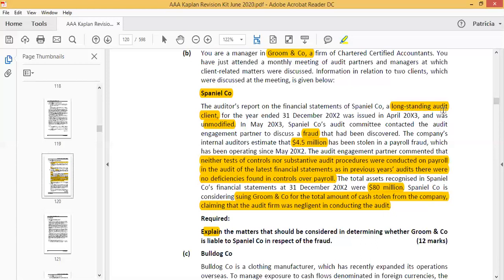In this case, we've been told that they are a long-standing client, and that there were no tests that have been done, because you've seen here that neither tests of controls nor substantive audit procedures were conducted on payroll in the audit of the latest financial statements. So this shows that they didn't do the audit. So we now have to draw it back and say that they didn't carry out those tests, and it means that they really were reliant on the client because they knew that it was a long-standing client. So that was a fault on their part.